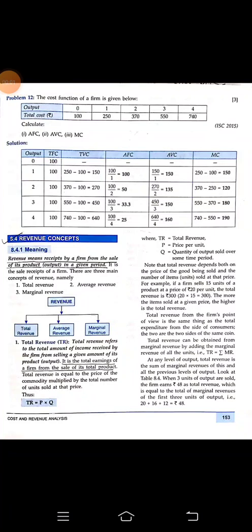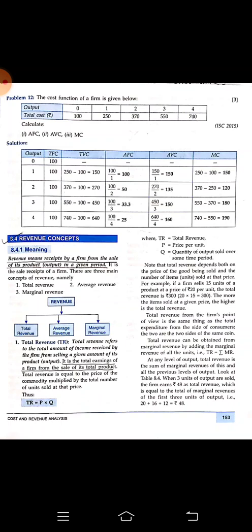With chapter number 8 from your economics book of grade 12, and the name of the chapter is cost and revenue analysis. And today we are going to start from revenue concepts. What is the meaning of revenue concept? Revenue means receipts or income by a firm from the sale of a product in a given period, and this again can be categorized into three parts: total revenue, average revenue, and marginal revenue.